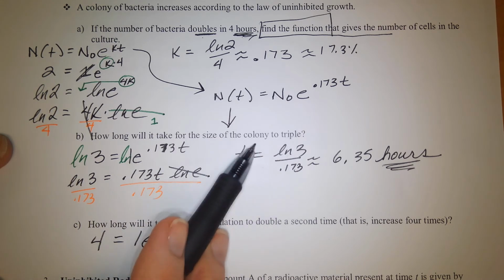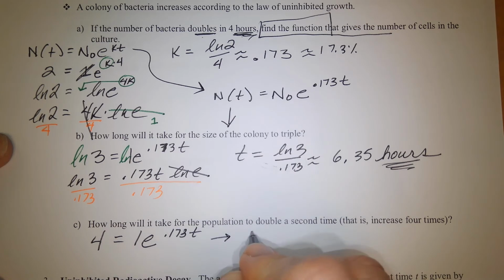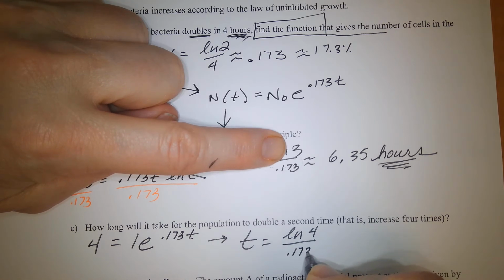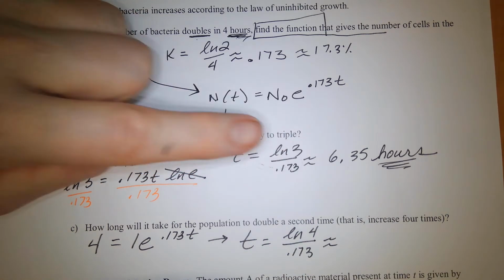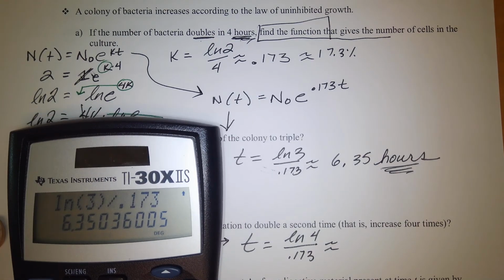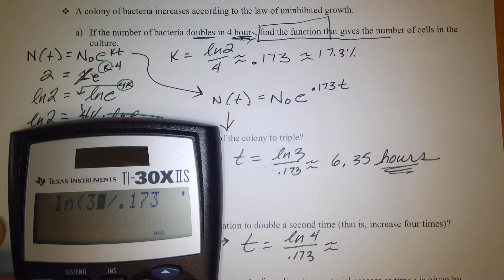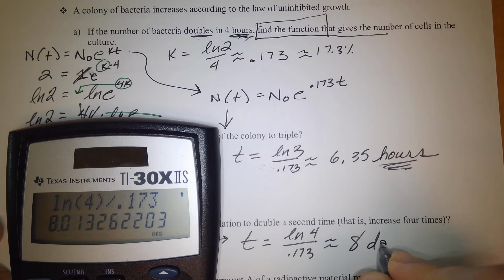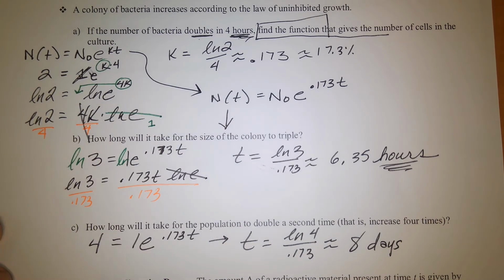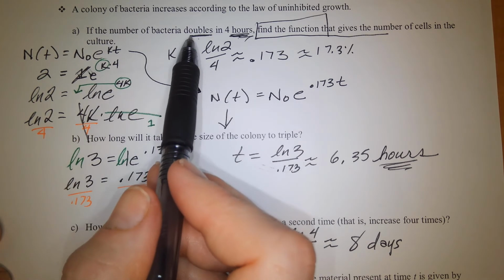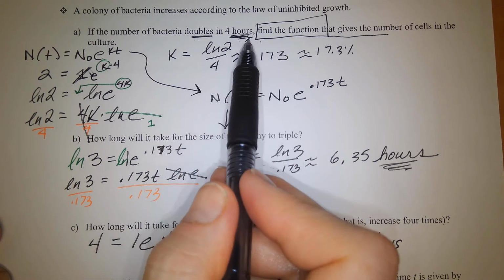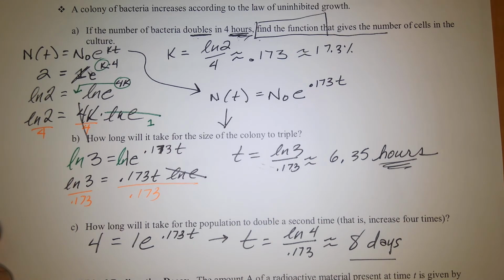And if we use this little shortcut over here, that means t equals natural log of 4 times its size over 0.173, which is equal to 8 days. I might have been able to guess that because if it doubles in 4 hours, when will it double again? In another 4 hours, which means 8 days.